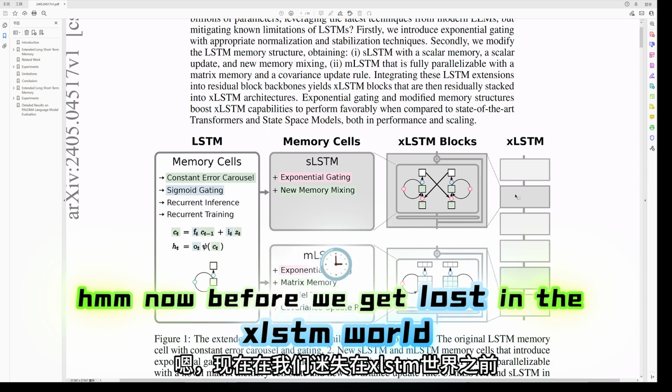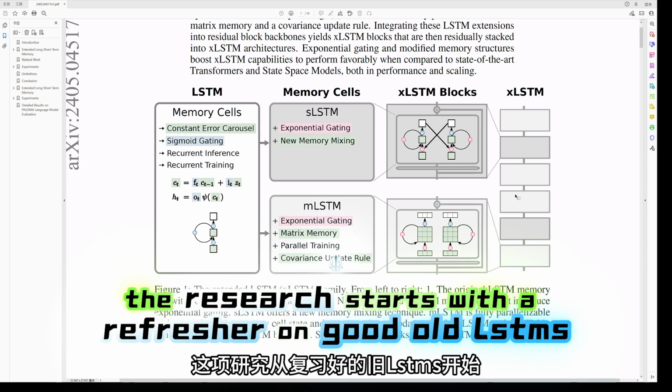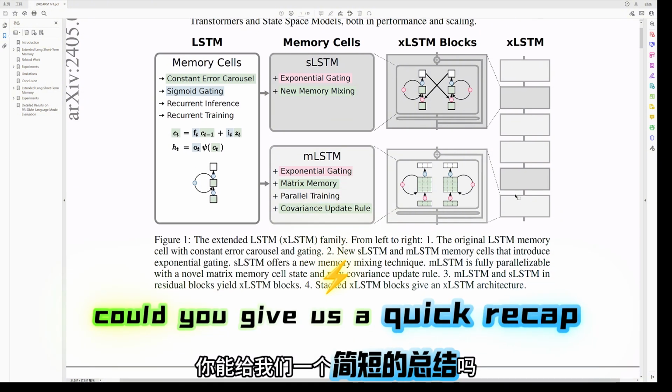Now, before we get lost in the xLSTM world, the research starts with a refresher on good old LSTMs. You know, constant error carousel, the gates, the whole nine yards. Could you give us a quick recap?